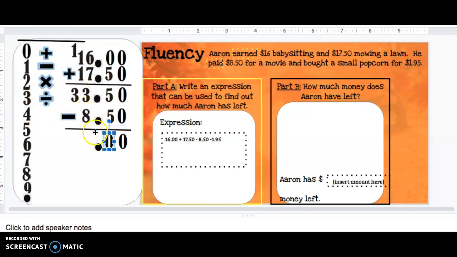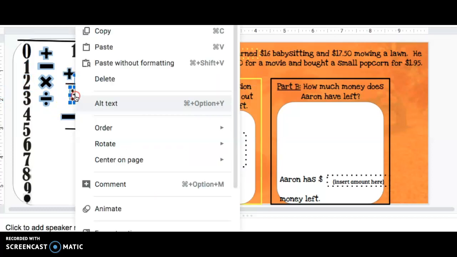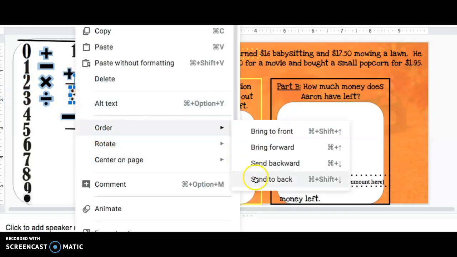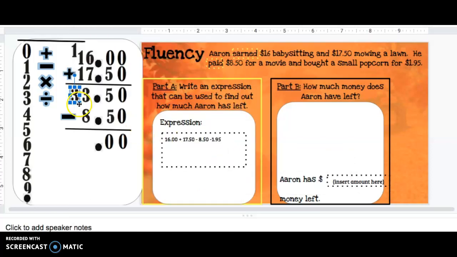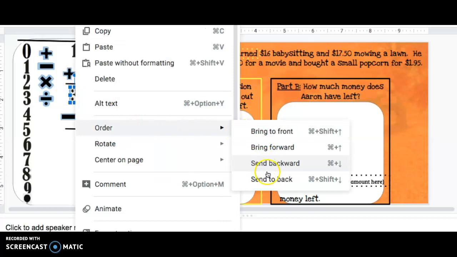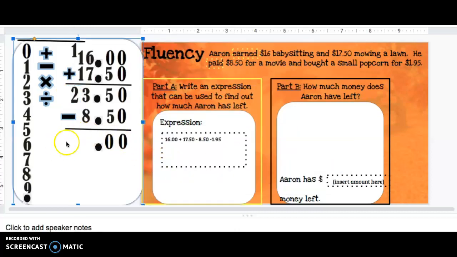3 minus 8, we cannot do that, so we have to go next door. So that 3 now becomes a 2. And I have to send that back. So now we have 2, and that 3 becomes a 13. 13 minus 8 is 5. And then that 2 drops straight down. So now Aaron has $25 left after he got himself his ticket.